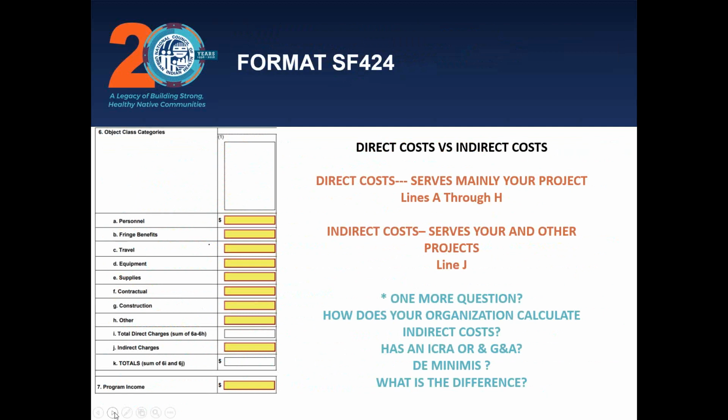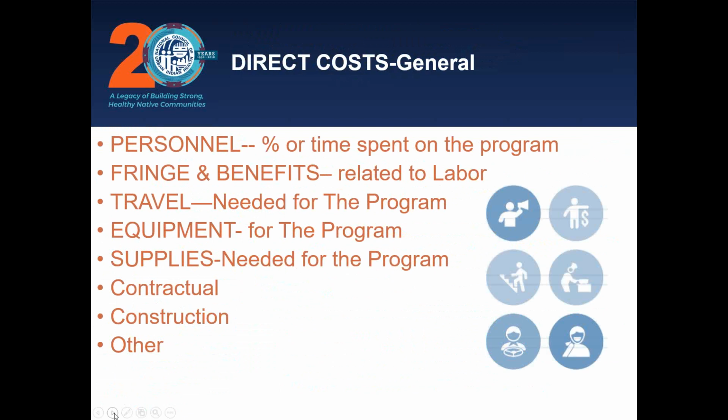Now we have one more question. How does your organization calculate indirect cost? That is an important question, and that is something that they always want you to know when you're doing budget preparation. Does your organization have an indirect cost rate agreement? And I will explain what that is. Or a general administrative percentage that they use, or they use the de Minimis. What is the difference? So we're going to go through all of this because I know that I'm speaking something that sounds like alien speak.